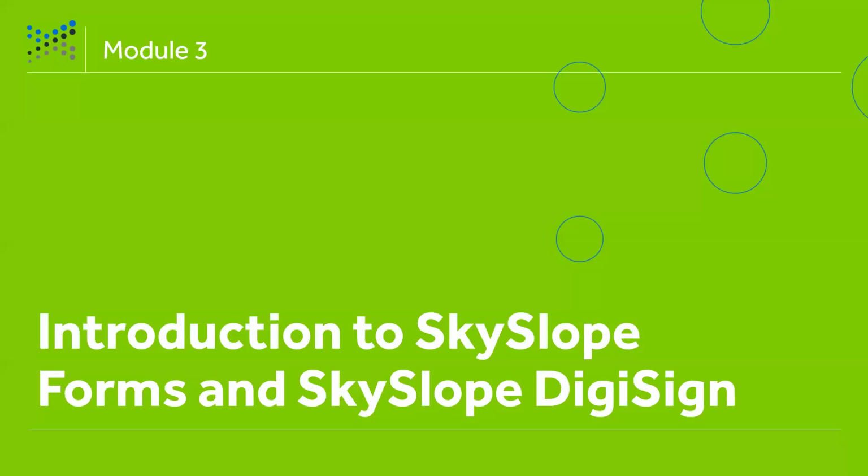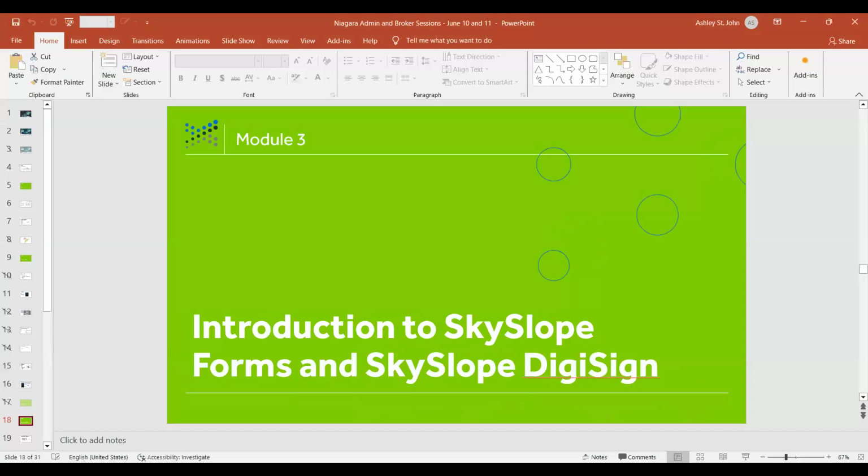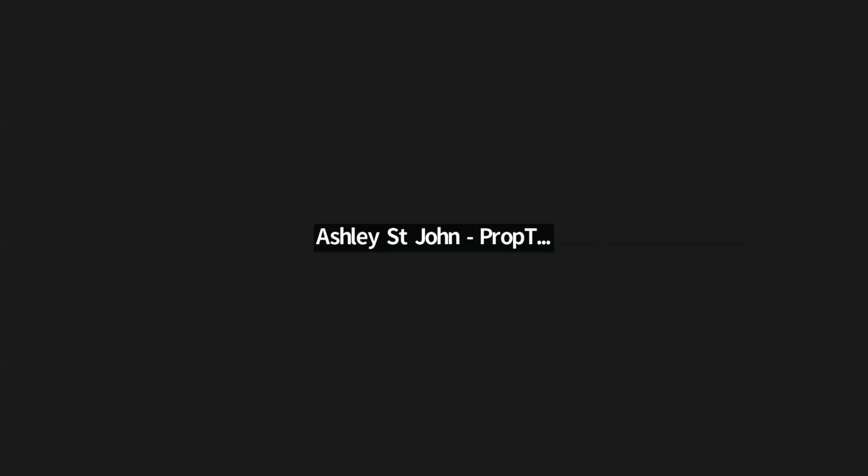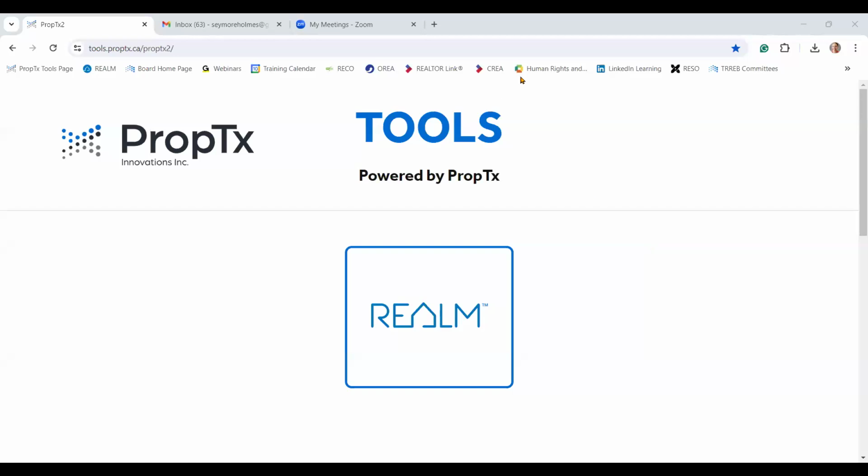So I'm going to jump out of this presentation here, and I'm just going to reshare my screen with the tools here. Okay, so you should be able to see the PropTx tools page up on the screen, which is really, really great. And this is sort of your jump off. So when you sign in, you'll go to tools.proptx.ca/PropTx2, and you can expect this URL to be shared with you by your board.